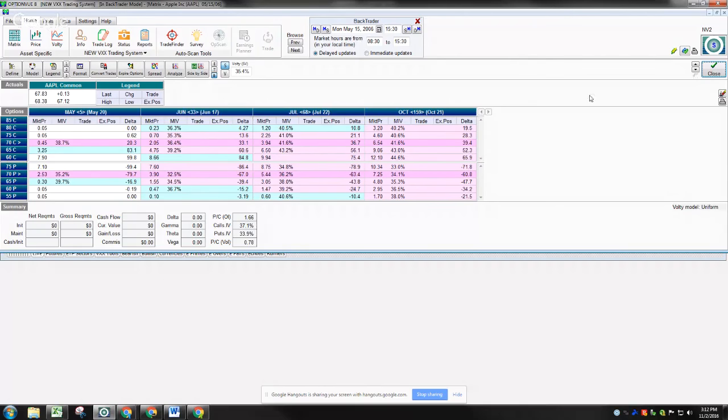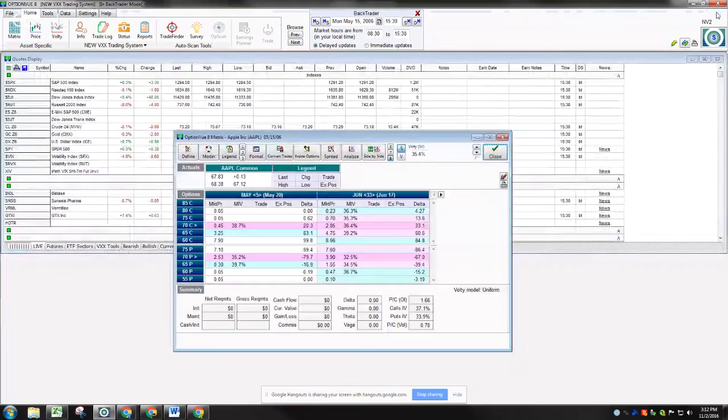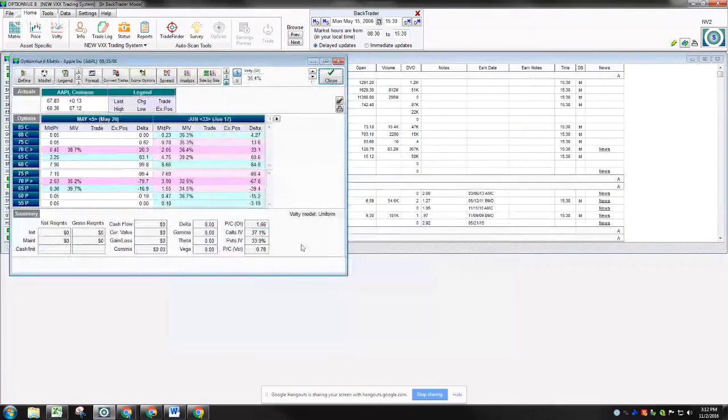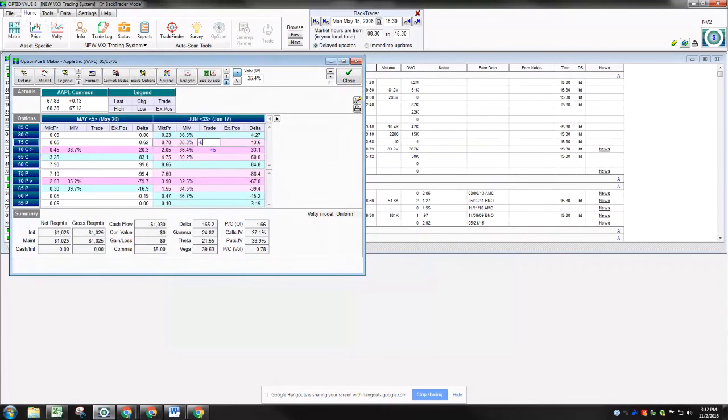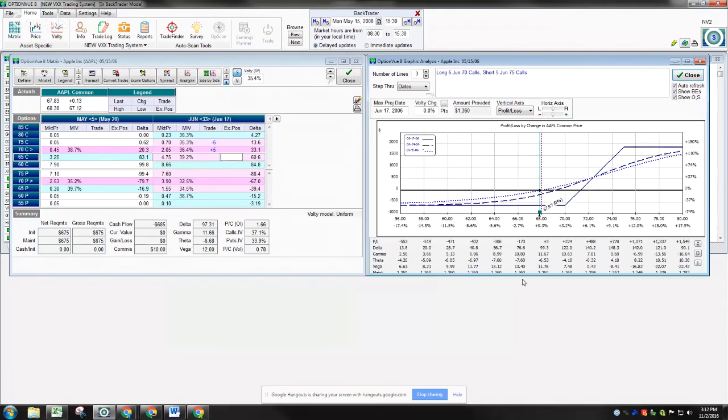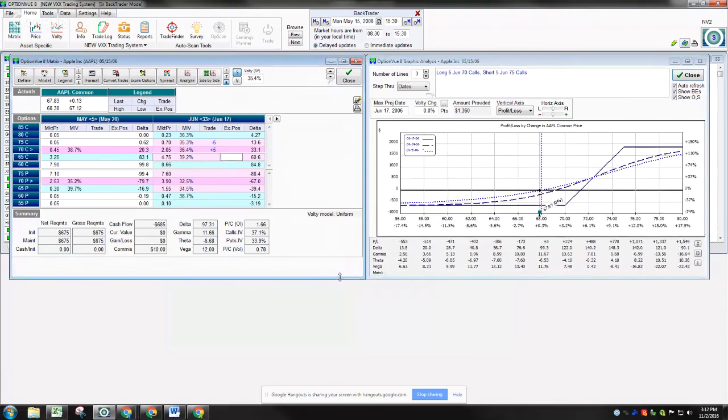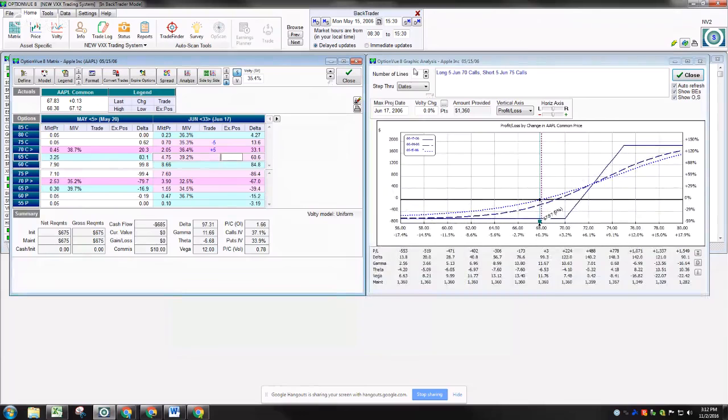Okay, so what's kind of neat about doing that is if I restore down this matrix here and then put a trade on, I'm just going to do a debit spread here on the call side just for demonstration purposes. And you can do this side-by-side mode now, so you can see what that actual trade is going to look like. Okay, and then what I could do is start stepping through time.